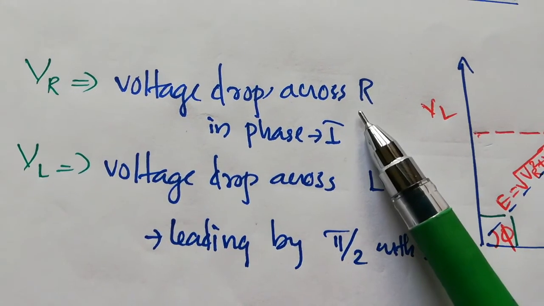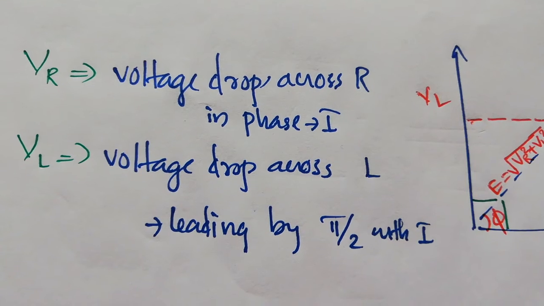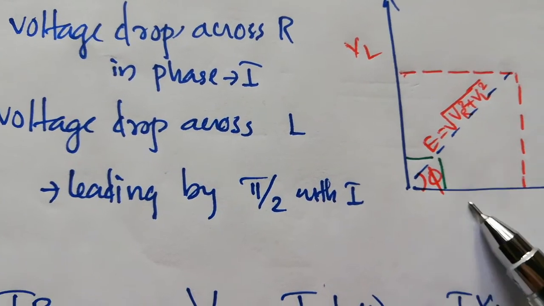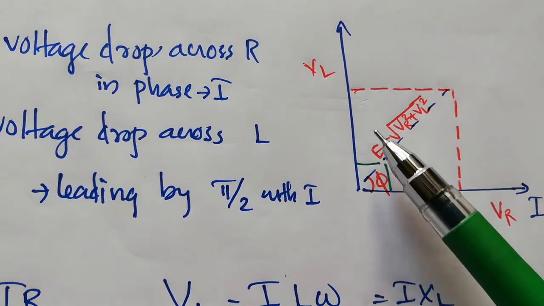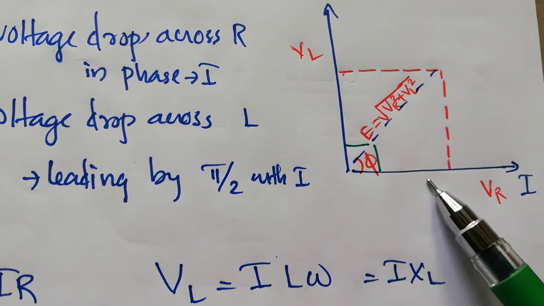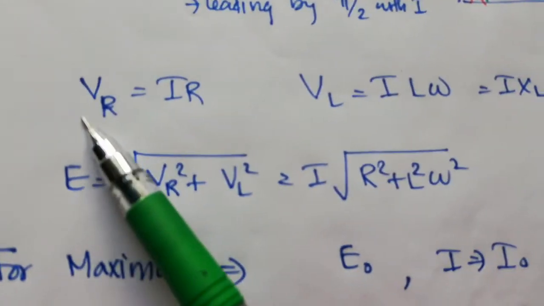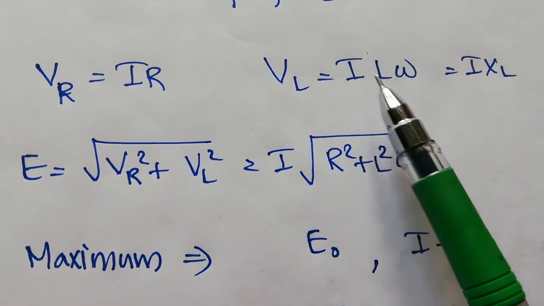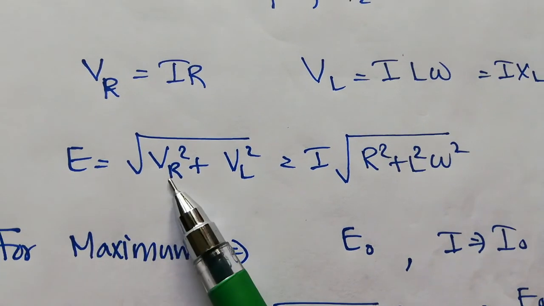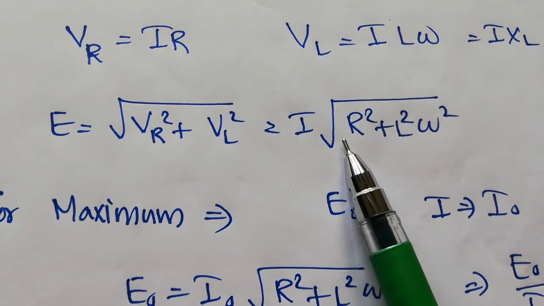VR is in phase with the current, where VR is the voltage drop across R and VL is the voltage drop across L. Now, from this figure, we can find the net EMF using the vector addition. That is, E is equal to root of VR square plus VL square, where this is the VR and this is VL. So, we can write VR is equal to IR and VL is equal to I L omega, which is I into XL. From this, we can find out the net EMF, that is root of VR square plus VL square, which is equal to I root of R square plus L square omega square.